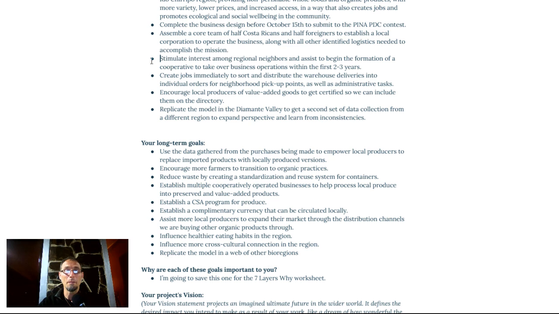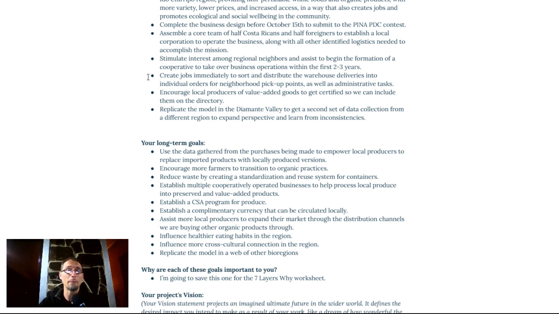Stimulating interest among regional neighborhoods and assisting to begin the formation of a cooperative to take over the business operations within the first 2 to 3 years. So in the process of developing this design, I'll be stimulating interest by talking to regional neighbors. So in the very process of building my business plan, I will be stimulating this interest.